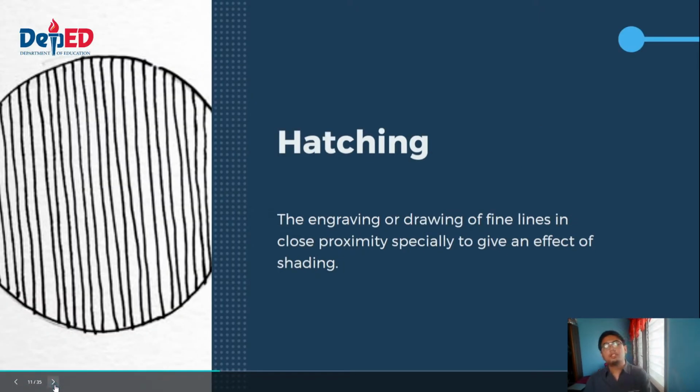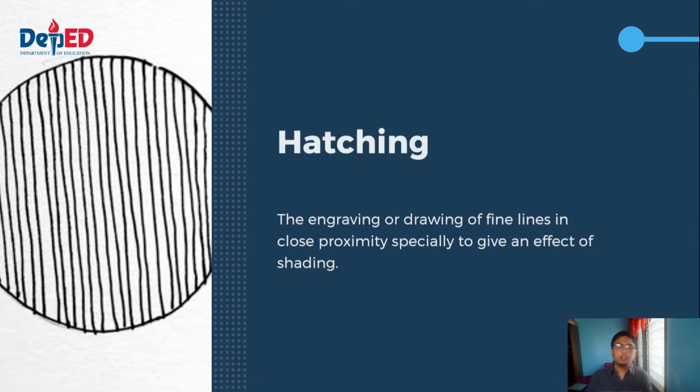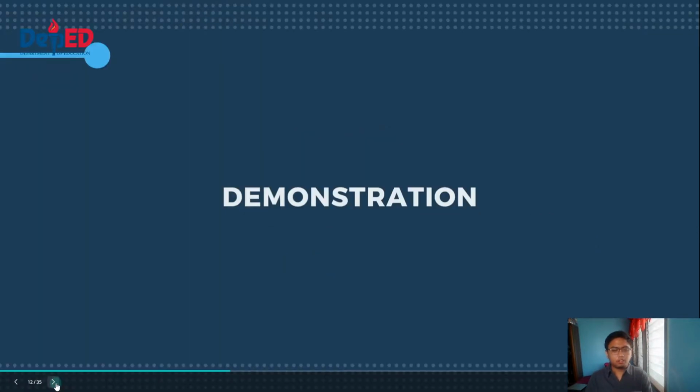So first is what we call hatching. Okay? Hatching is engraving or drawing of fine lines in close proximity, especially to give an effect of shading. So I'll show to you how hatching works.